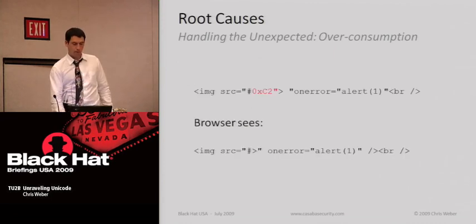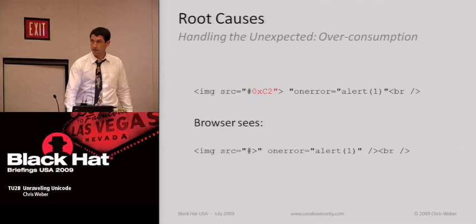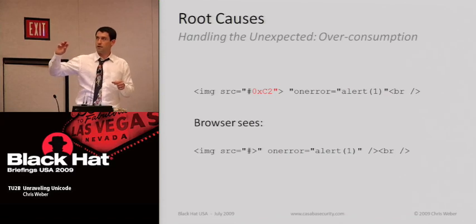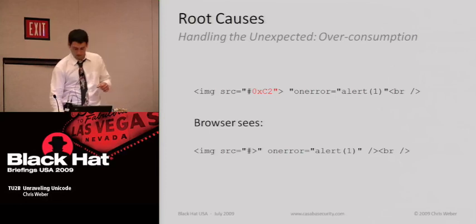Here's a more practical example of how you'd use that in an attack. Here you have an image source with a C2 byte right before a double quote. And now if I'm an attacker, I can control that payload for the image source. Then I can get that double quote to get overconsumed. And then the browser ends up seeing what's on the bottom, which is an on-error event.